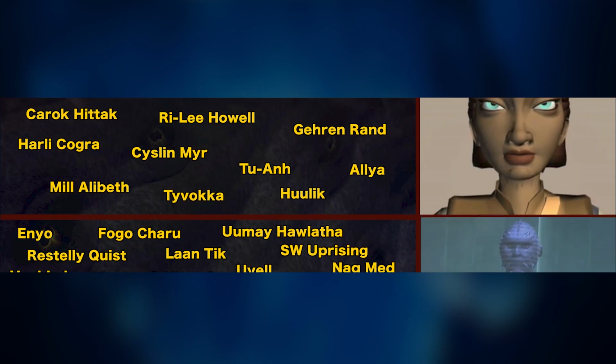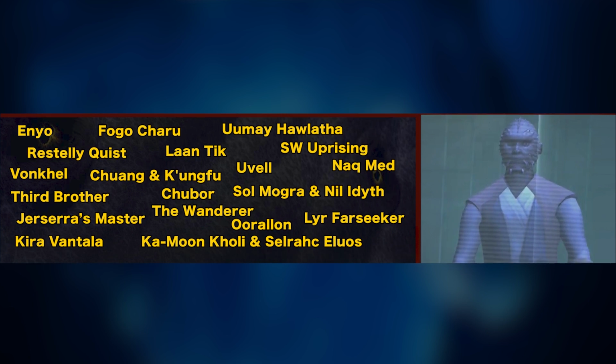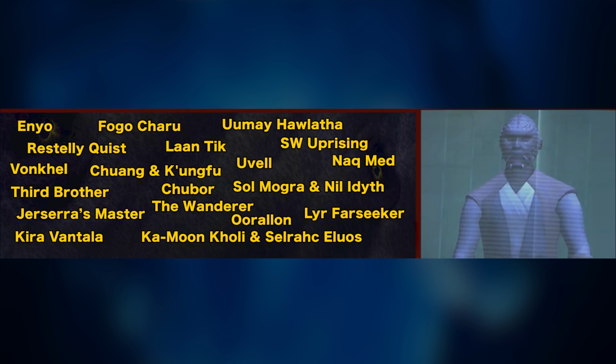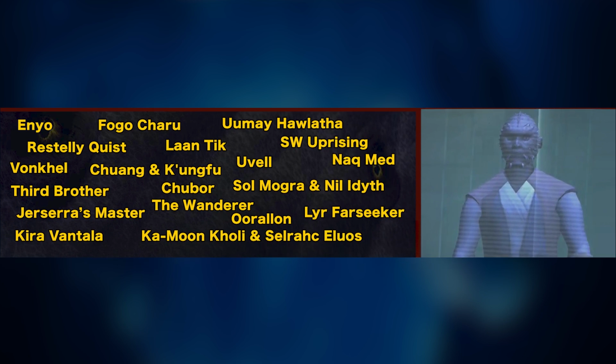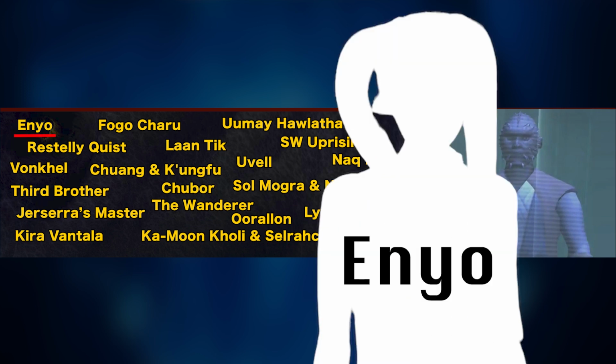And now onto the final layer, Layer 10, made up of some of the most obscure Jedi in all of canon. I'm so excited for this one. So first up, we've got Enyo, who was a Twi'lek Jedi instructor in Luke's Jedi Order. She has only appeared in Shadow of the Sith.